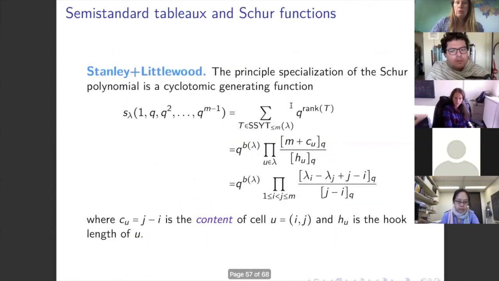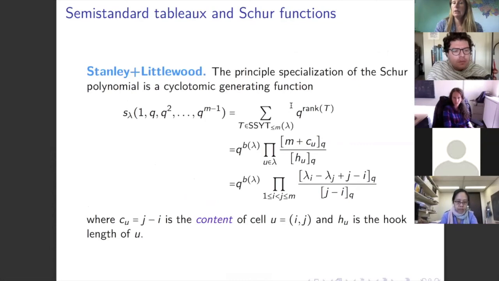But now I kind of foreshadowed a little bit because I've already told you we want to look at the principal specialization of that polynomial. We're going to plug in 1, q, q squared, and so on for the variables. And that'll be just like taking the sum over all semi-standard Young tableaux with entries less than or equal to m of shape lambda and putting q to the rank of T.